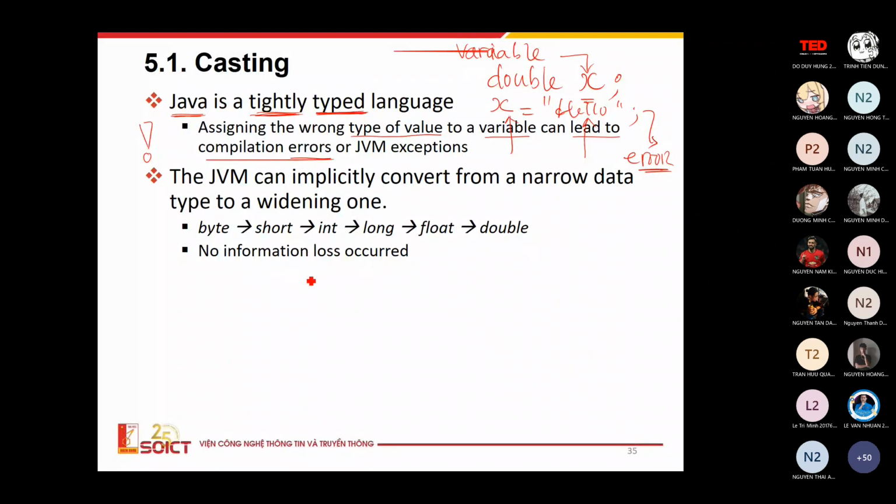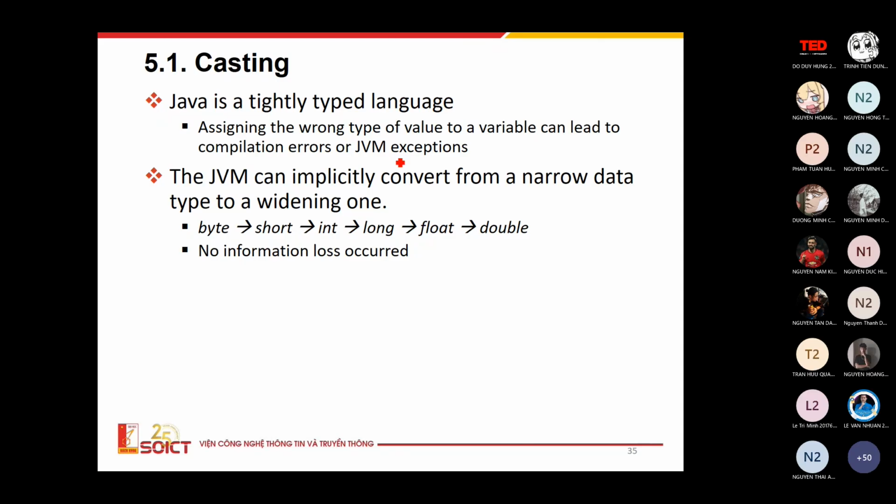Okay, but normally when you have, for example, a numeric value, sometimes you have to assign this value to a different kind of data type. So in Java, they allow you to convert from a narrow data type to a widening one. What does it mean? Okay, you can convert from a narrow data type to a widening one.